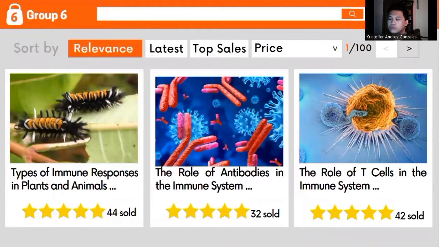Our topic for today is the type of immune responses in plants and animals. The role of antibodies in the immune system. The role of T cell in the immune system.